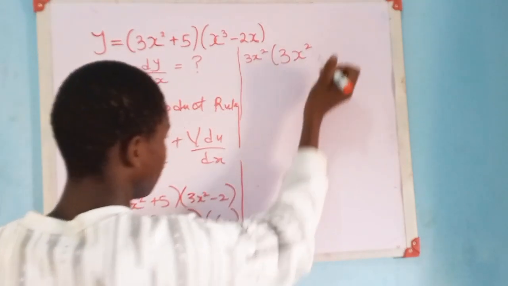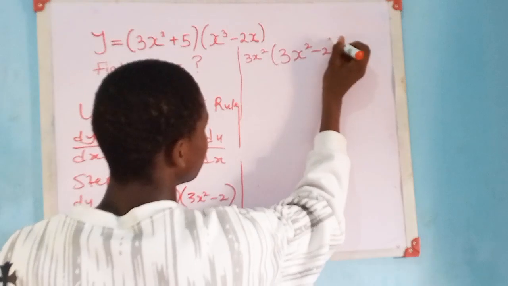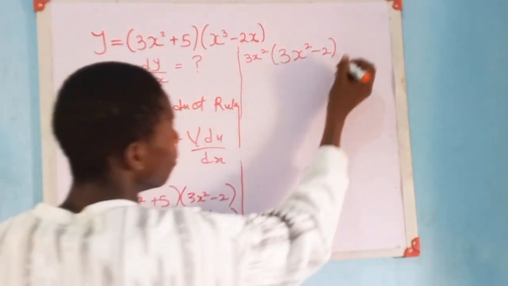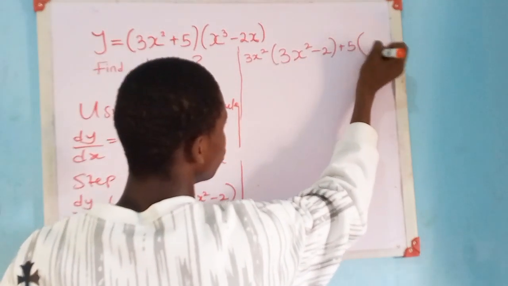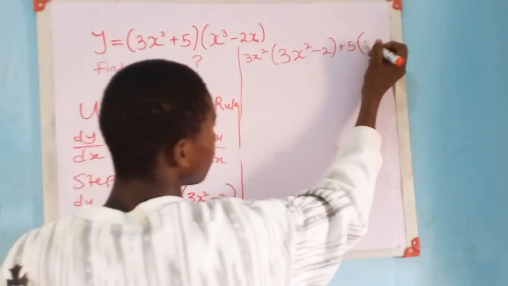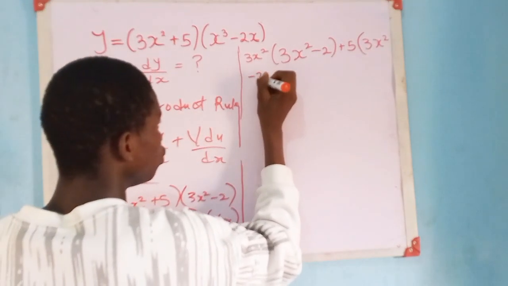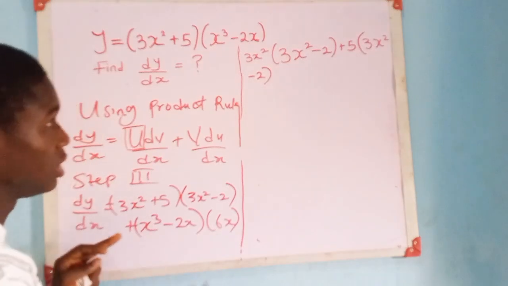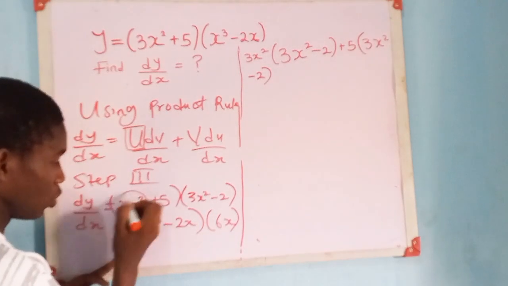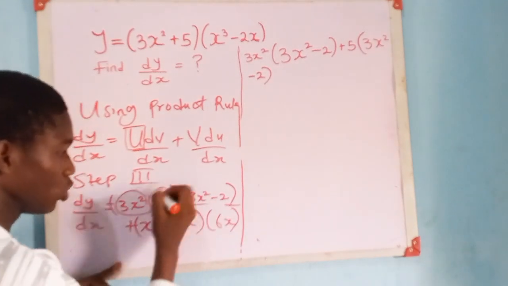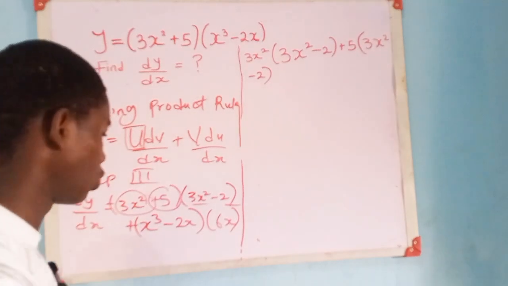So now we're going to be having 3x squared multiplied by everything here, which is 3x squared minus 2. Then we have plus, our 5 is going to also multiply everything inside this place. This is 3x squared. You understand me? Minus 2. So that's what this thing asks us to do. We are going to use this one to multiply everything here, then this one to multiply everything here. That's the expansion we are talking about here.